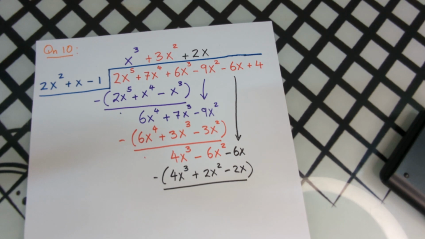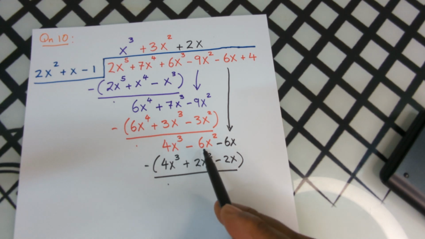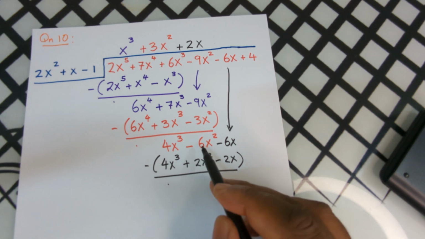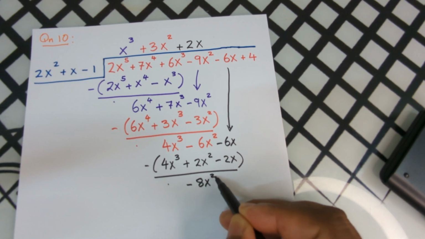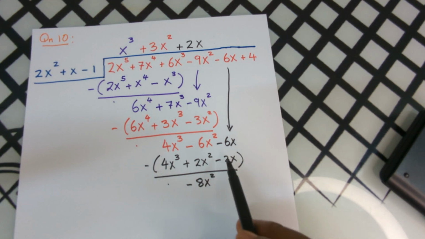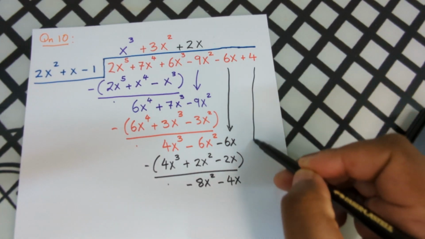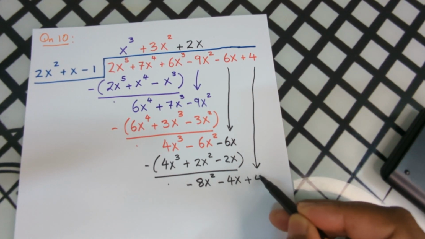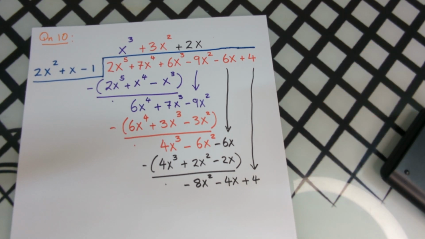And subtract. Now 4x cubed minus 4x cubed is 0. Minus 6x squared minus 2x squared is going to be minus 6 minus 2x squared, which is minus 8x to the power 2. Then minus 6x minus negative 2x will change into minus 6x plus 2x, which is going to be minus 4x. And we'll bring down our last term, which is positive 4. And we carry on again by repeating the same process.